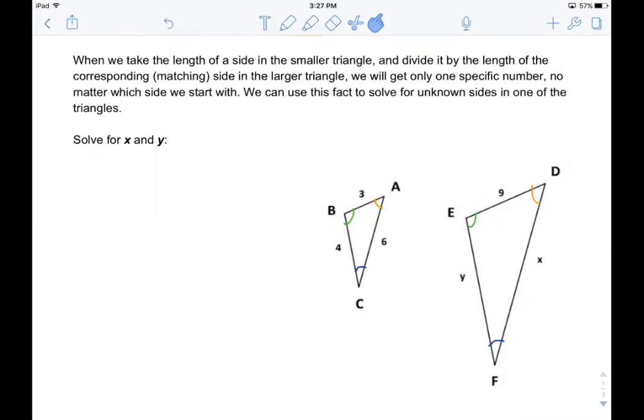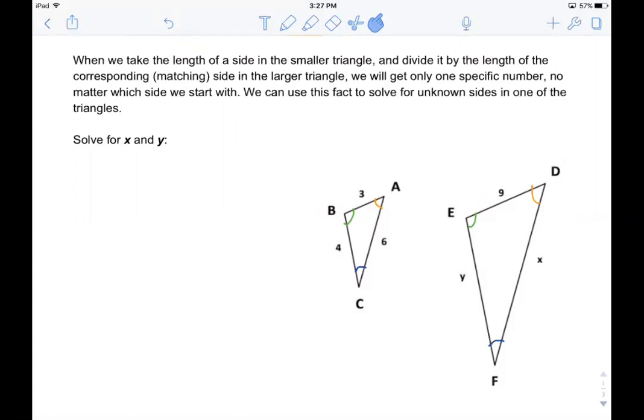It's this other statement that you'll now see at the top of my screen that says, when we take the length of a side in the smaller triangle and we divide it by the length of the corresponding, or in other words, the matching side in the larger triangle, we'll get only one specific number. And that same number is going to come up no matter which side we start with. And then we're going to try and use this fact to help us find the unknown pieces inside of triangles.